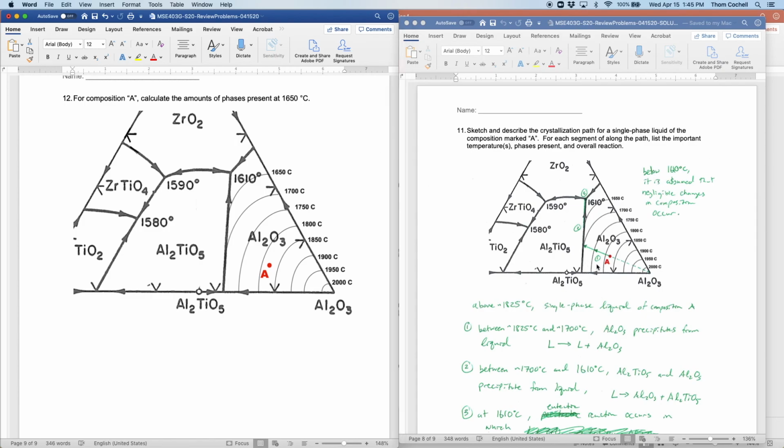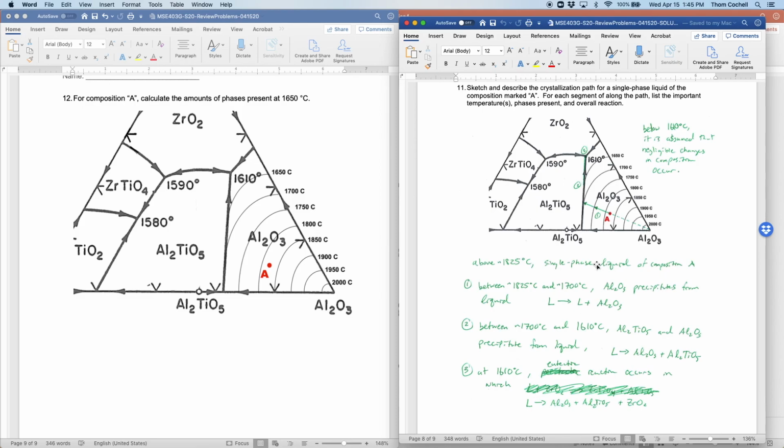So if I go to my answers for the previous question and look at the segment that would have 1650, so I'm looking at 2 here, it tells me what's going to happen. In that region, I'm precipitating these 2 solid phases from a liquid, right? So this is my reaction. It tells me I have 3 phases present, and the crystallization path itself tells me what the composition of the liquid is going to be.